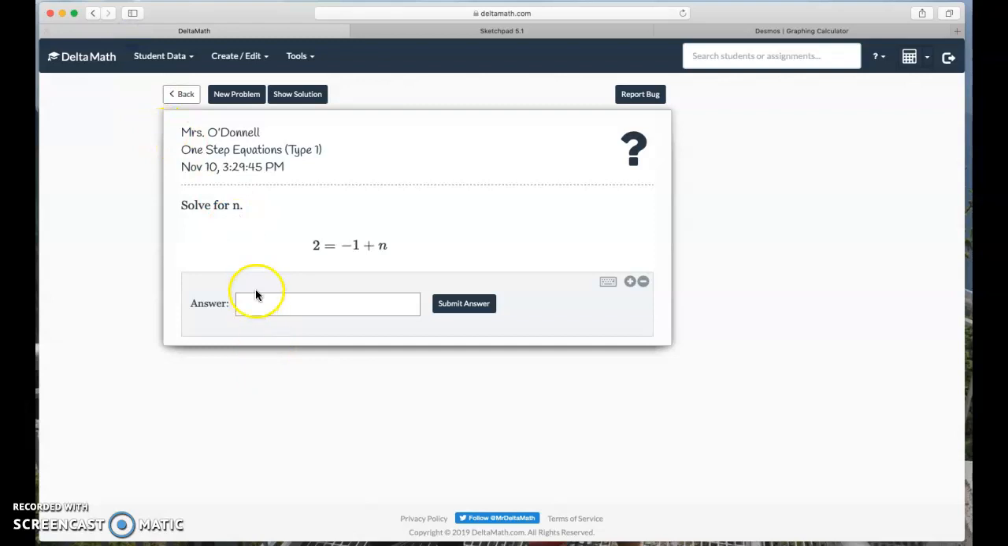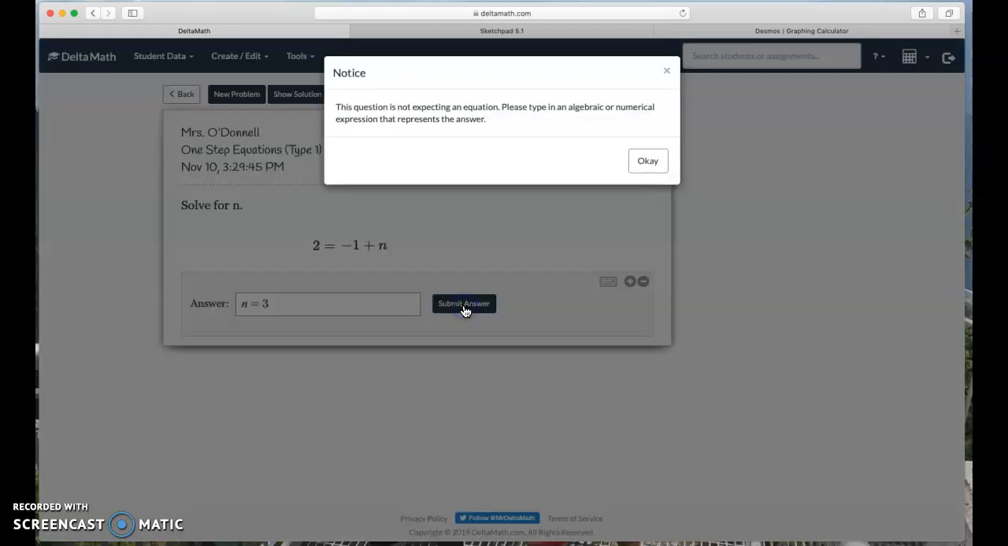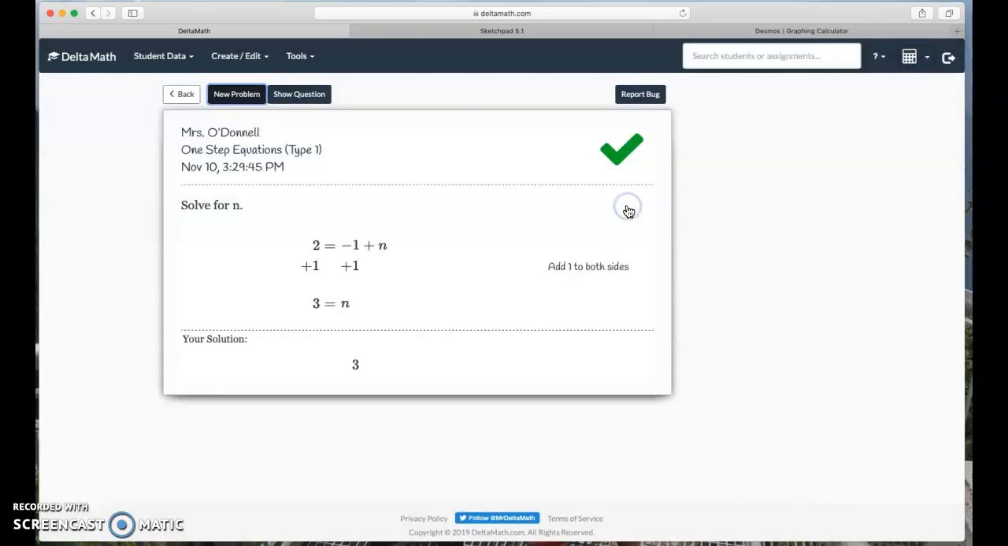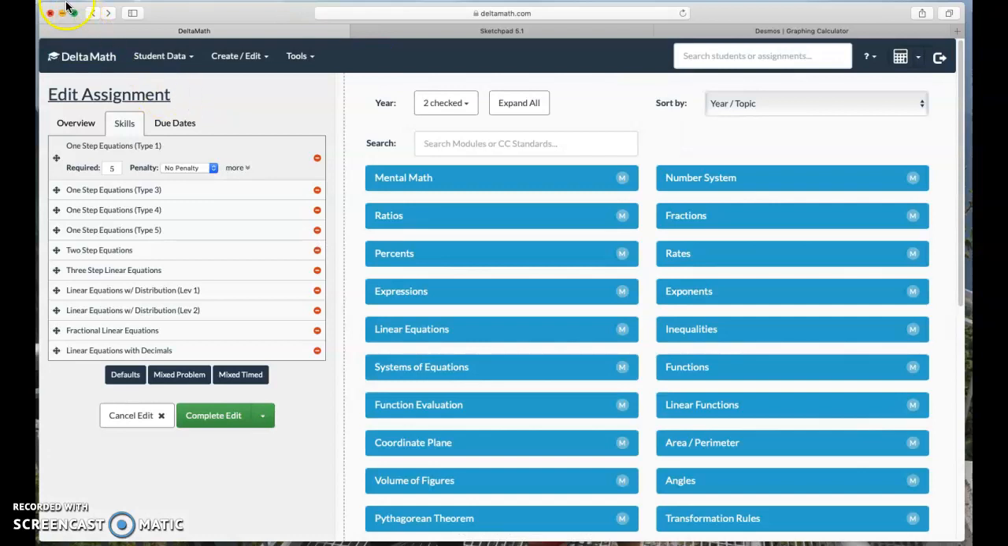All right, if we come back over here, we type in our 3. Now something that Delta Math does interesting, I think if we type in n equals 3, it will tell us this question is not expecting an equation. Please type in an algebraic or numerical expression that represents the answer. So what that's saying is, hey, don't write it as an equation, just write the number. Is that right? Yes. And that is solving one-step equations.